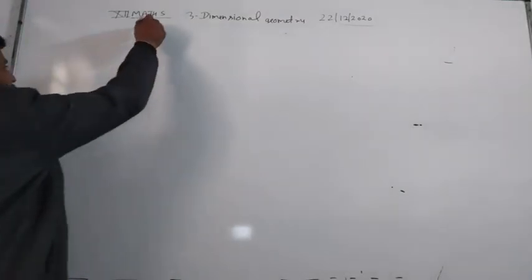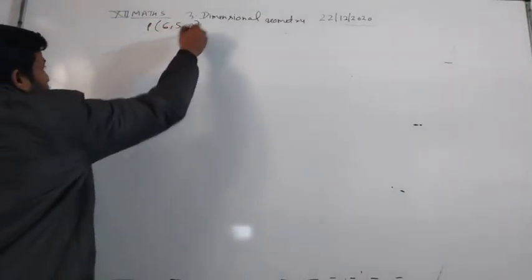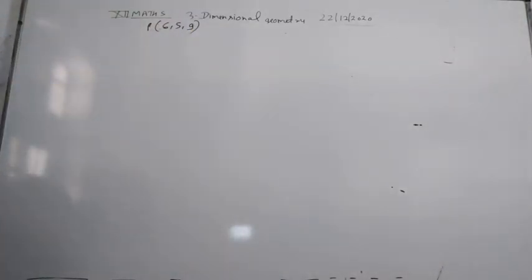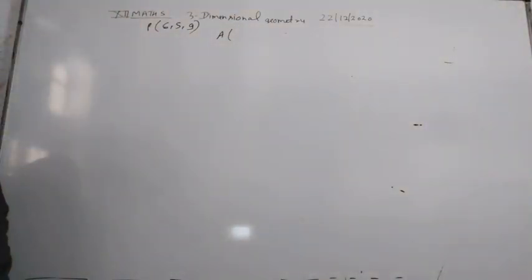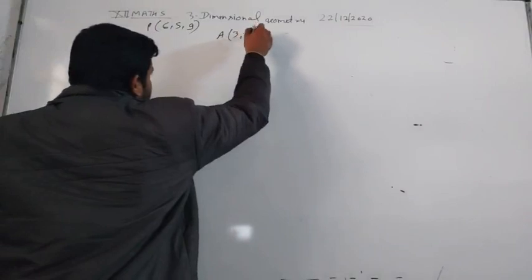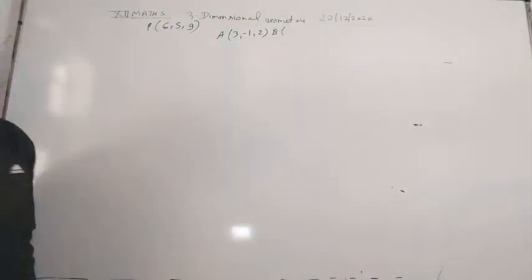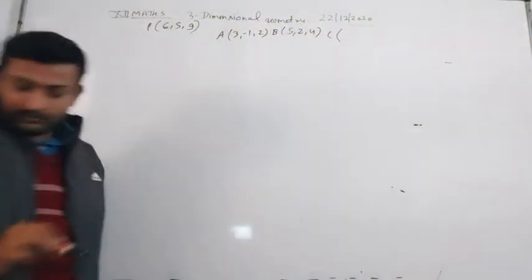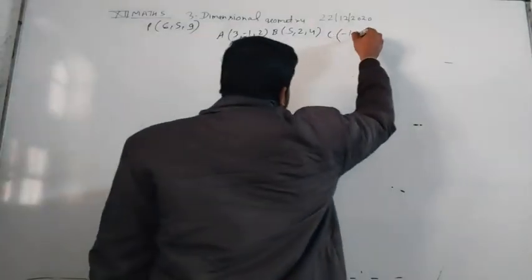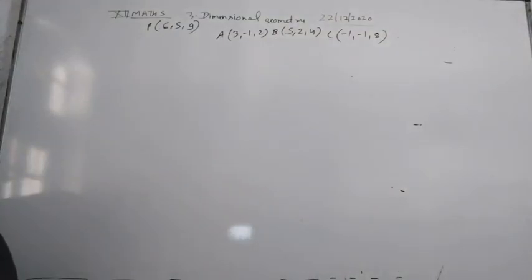Now we see another question, student. Our next question is: find the distance of the point P, which is (6, 5, 9), from the plane determined by the points A, B, C. A is (3, -1, 2), B is (5, 2, 4), and C is (-1, -1, 8).